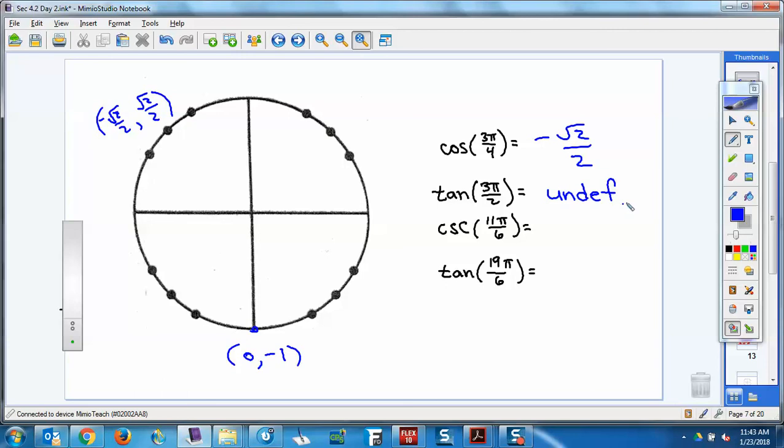11 pi 6. Where's that at? Right here. 11 pi 6 would be 1 pi 6 short of 12 pi 6. 12 pi 6 is 2 pi. So it's 1 pi 6 short of that, which would be this last spot.